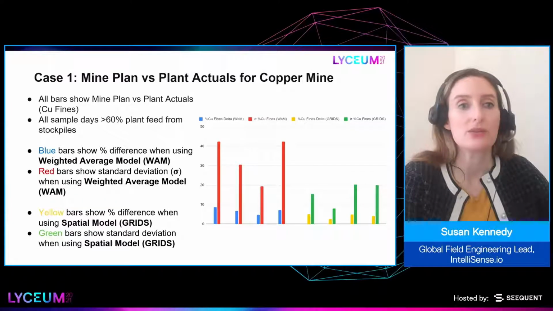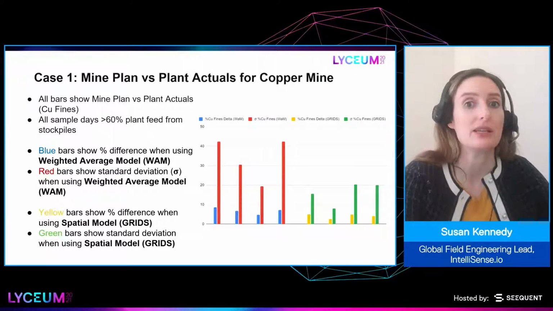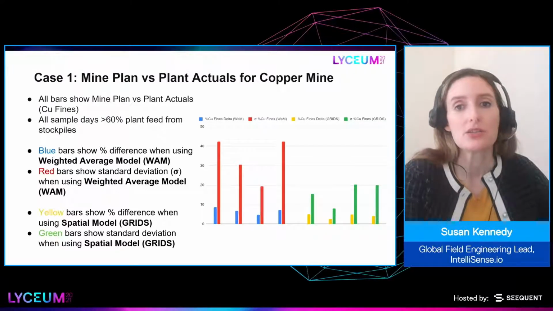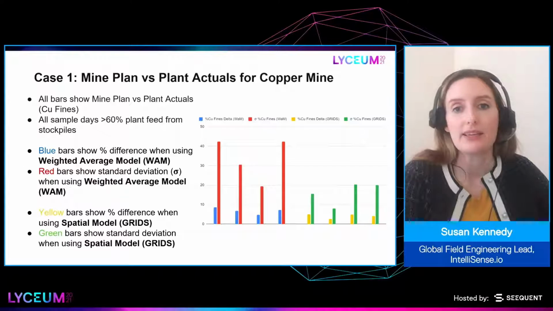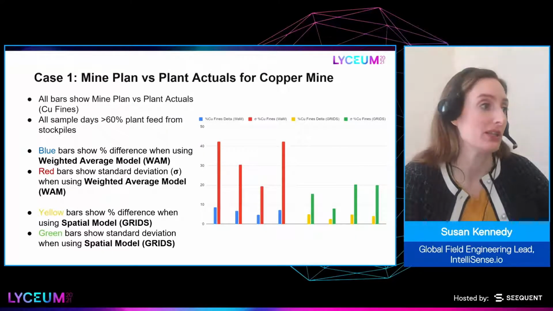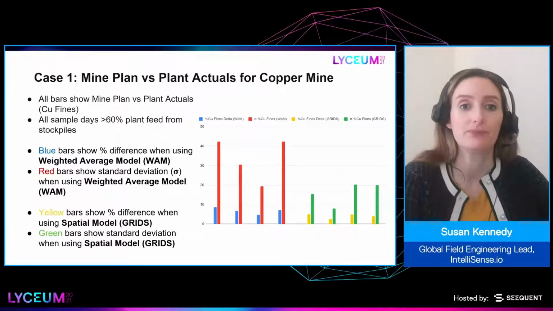All sample days or data points were taken from when there was over 60% plant feed from stockpiles. So these days we're heavily reliant on stockpile information accuracy. And as you can see, using the spatial model, they have been able to get much closer to their plan.